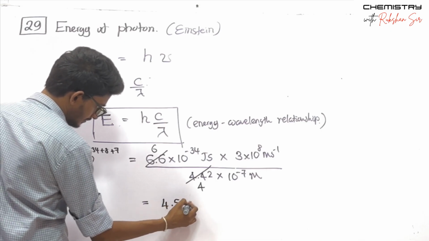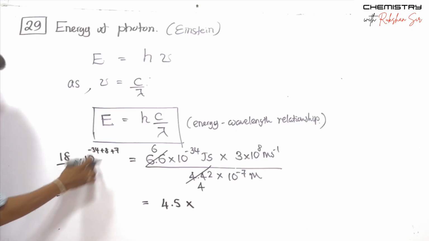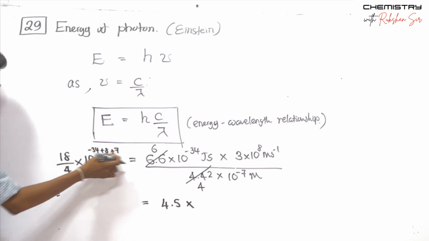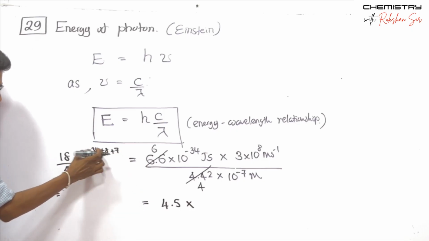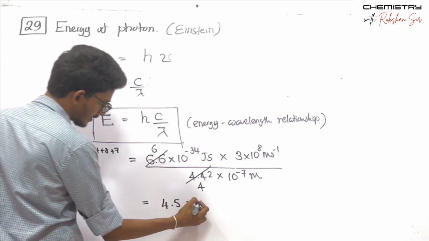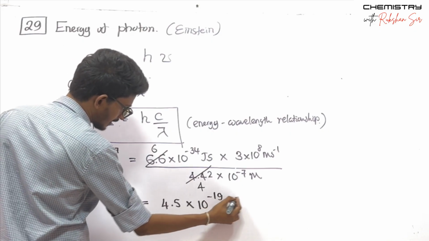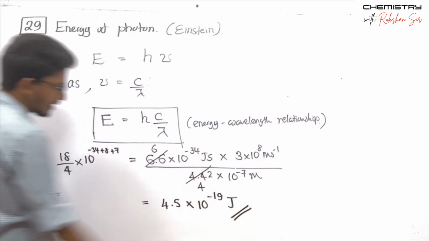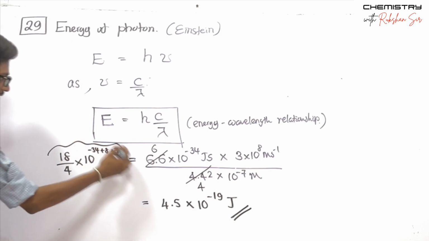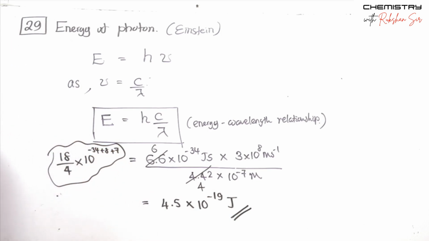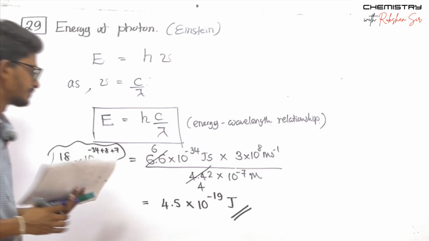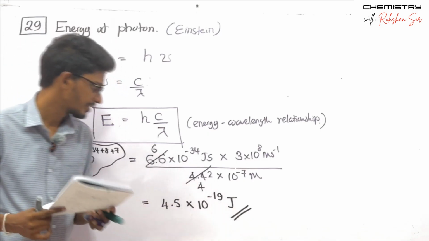4.5 × 10 to the power, minus 34 plus 15, which is minus 19. This is just rough paper, right? So the answer comes in SI units: 4.5 × 10⁻¹⁹ joules.